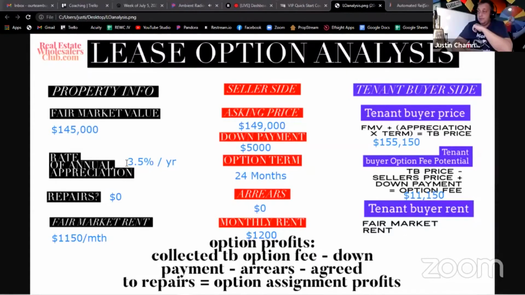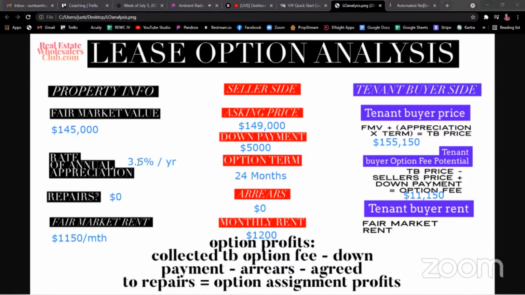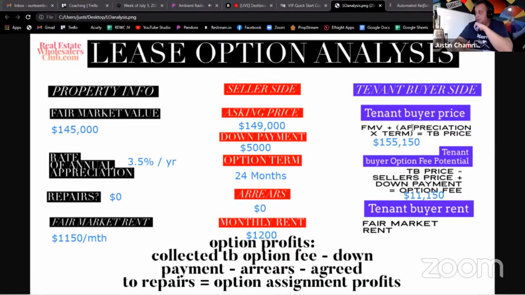Okay. We go to Zillow or PropStream and we find out what the annual rate of appreciation is. In this particular case, it was 3.5%. We have an agreement with the seller. He said on the phone that he would consider doing this for 24 months. So in 24 months, if the house is increasing in value at 3.5% per year times 2 years, that is 7%. Okay, got it. So 7% right here in this equation, the tenant buyer price, 7%.